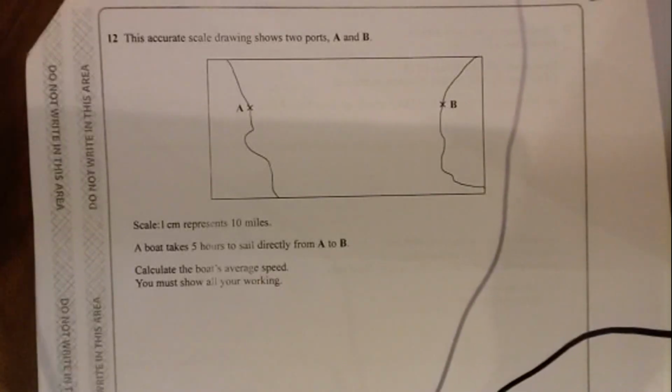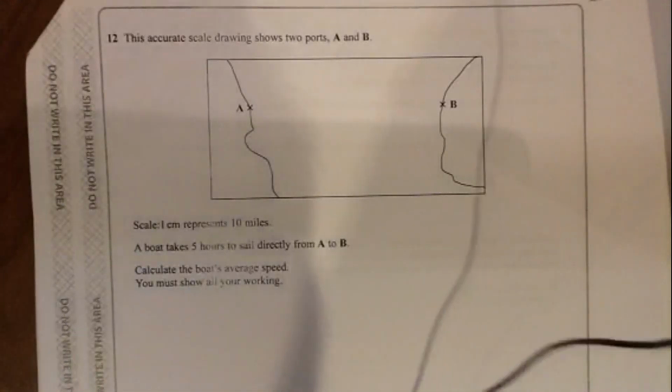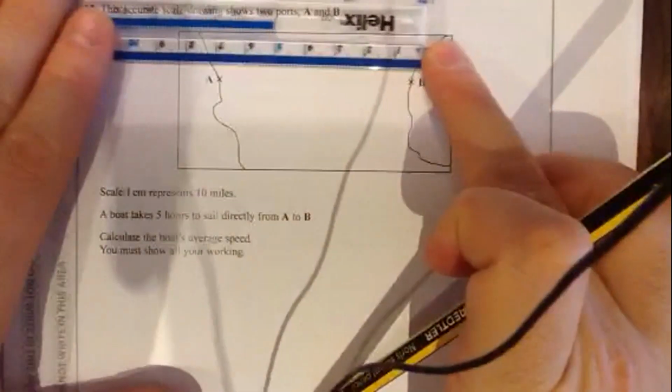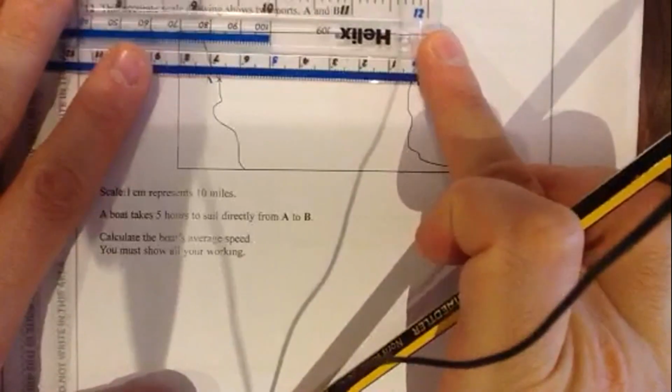This is an accurate scale drawing of two ports A to B. 1 centimetre represents 10 miles. A boat takes 5 hours to sail directly from A to B. Calculate the boat's average speed. You must show your working out. Right, first of all, we've got to measure it. Okay, don't know why I'm holding it upside down, but I am. It says accurate. I want to say this is 6.5 centimetres.